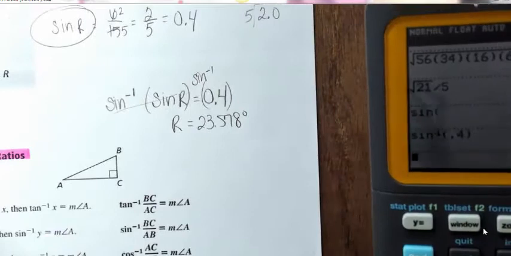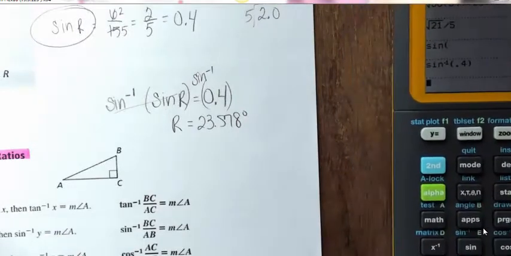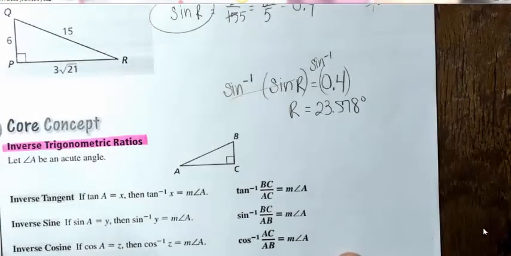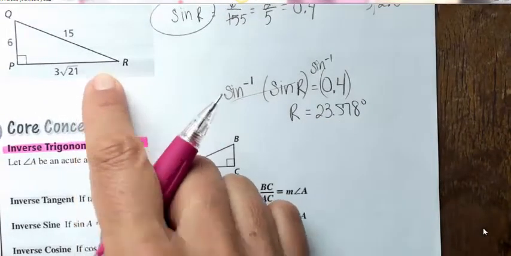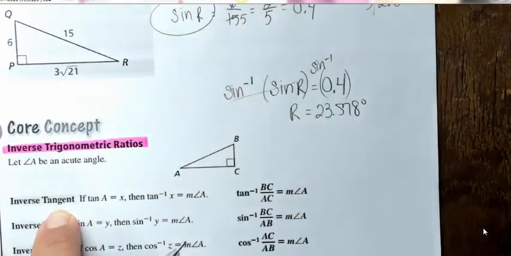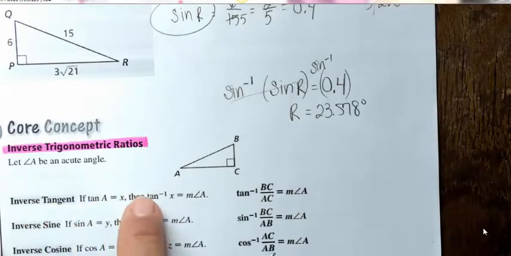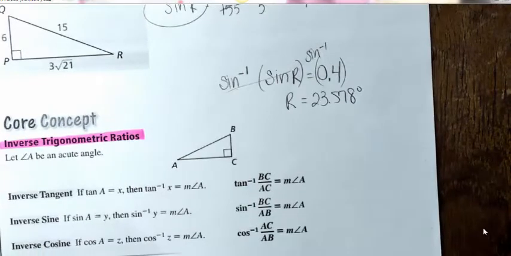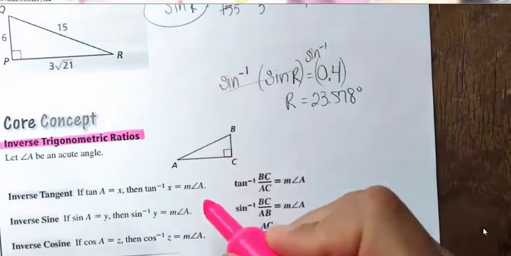I'll always round to at least the third decimal place, unless they tell me otherwise. But that's how I would find angle R. So this would be true for all of them. So you have an inverse tangent, tan inverse, you have an inverse sine, and you have an inverse cosine. So here's an example.